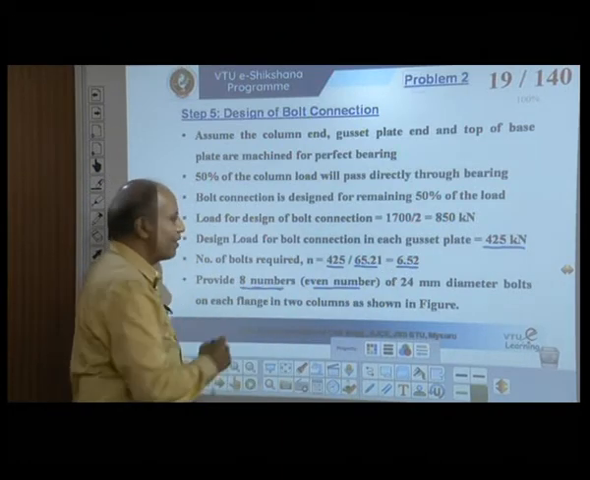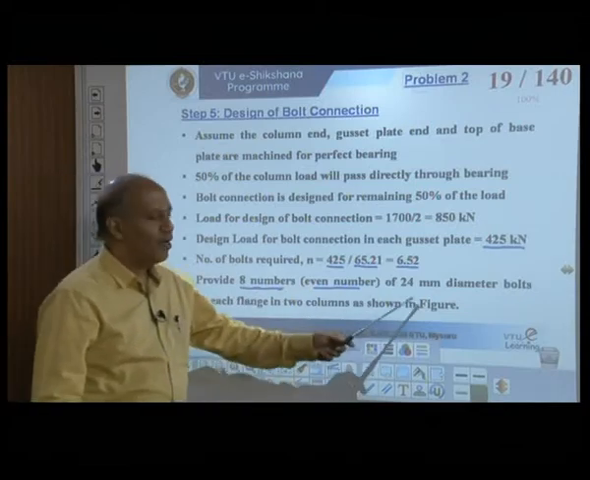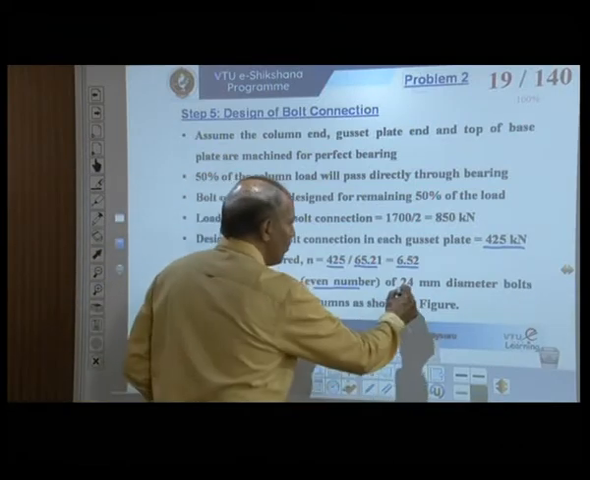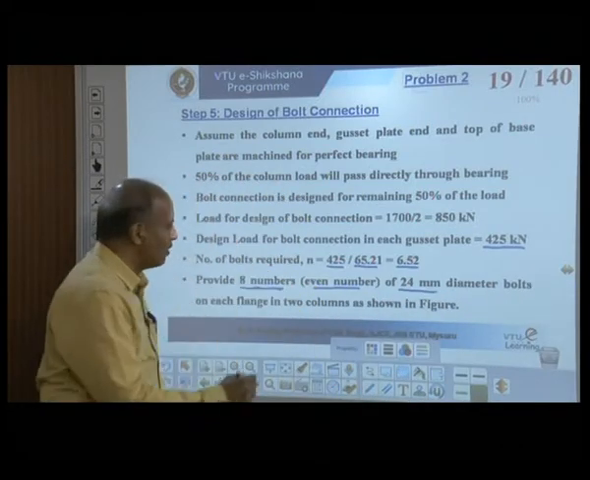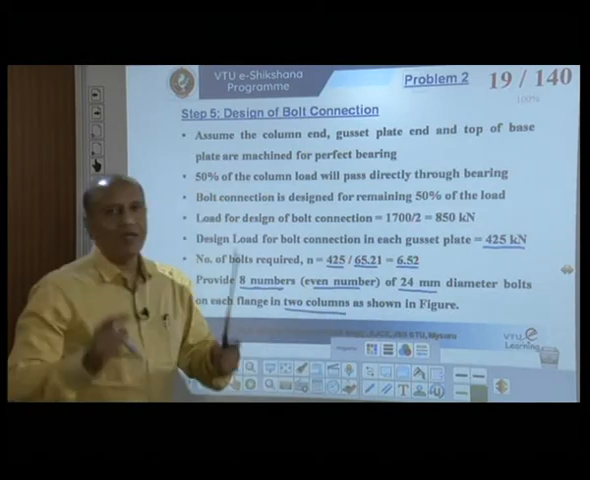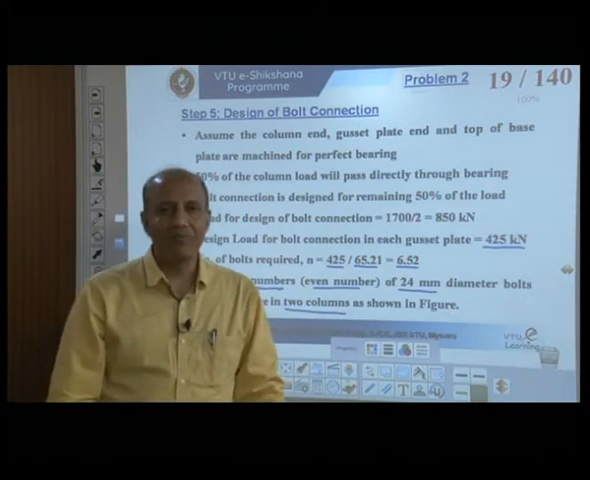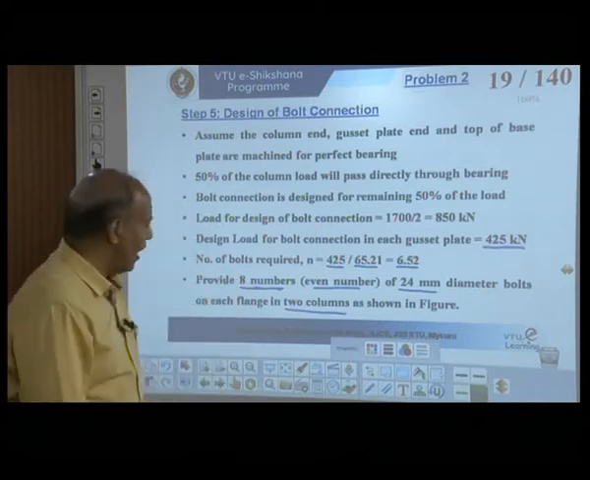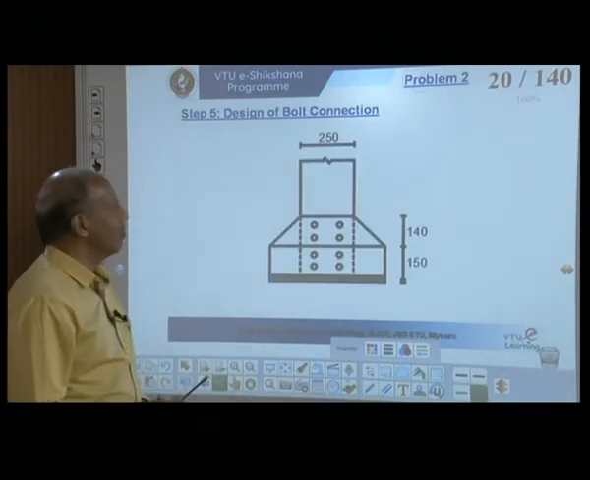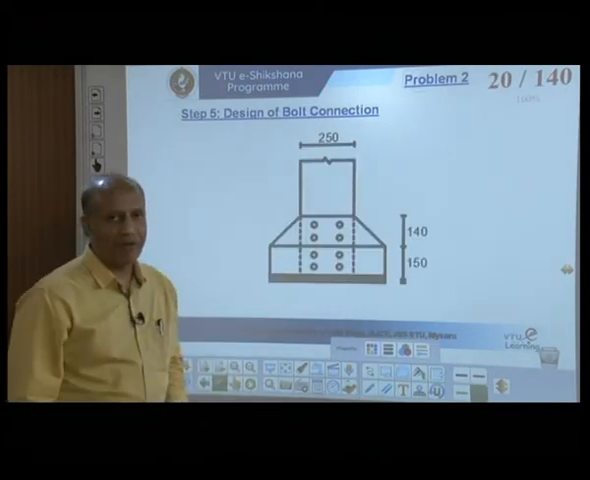So we need to understand we are talking about 8 numbers of the given diameter, that is 24 millimeter dia bolts, and we are just trying to arrange this in two columns, is what we are trying to see, and you will see that in the next figure. So look at this, this is what we are trying to have here.